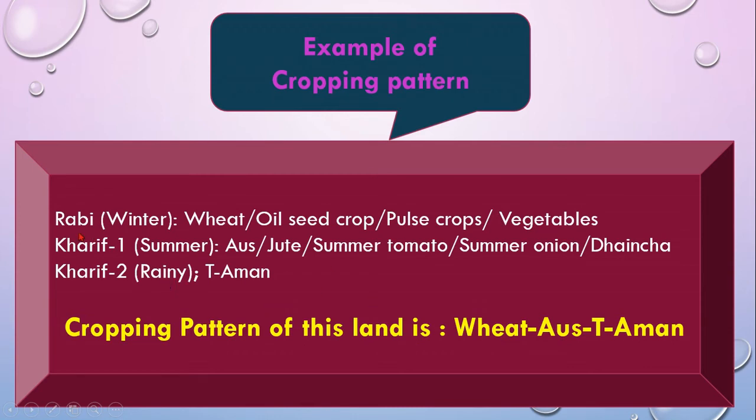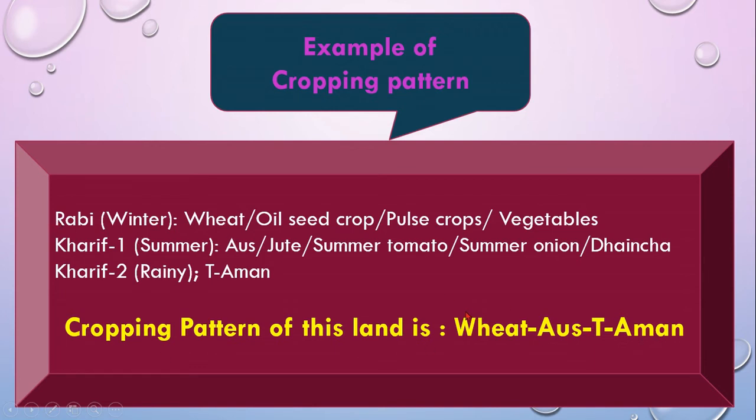Like I told you, Rabi is winter crops. In this season you can cultivate wheat, oilseed crops, pulse crops or vegetables. In Kharif 1, that means summer season, you can cultivate aus, jute, summer tomatoes, summer onion, dhoincha. And in Kharif 2, that means rainy season, you can cultivate tea aman, that means transplant aman. So what will be the cropping pattern of this land in a year, which is wheat, aus and tea aman?